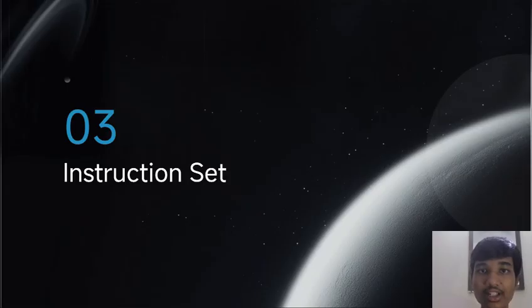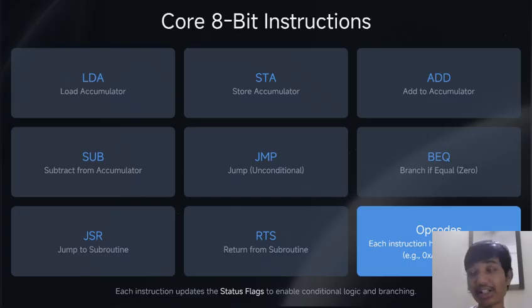As my teammate explained the architecture, now I am going to explain the instruction set. An instruction set is basically the language of the CPU. It contains all the commands the processor can understand and execute. Some of the main instructions in an 8-bit CPU are LDA. LDA loads a value into the accumulator. STA stores the accumulator's value into memory. ADD and SUB perform addition and subtraction on the accumulator.